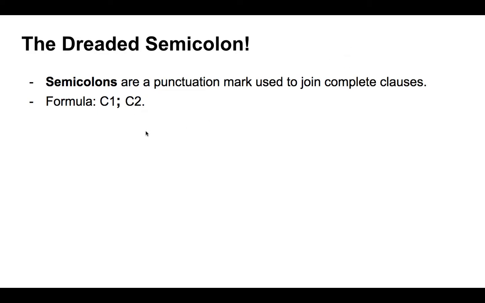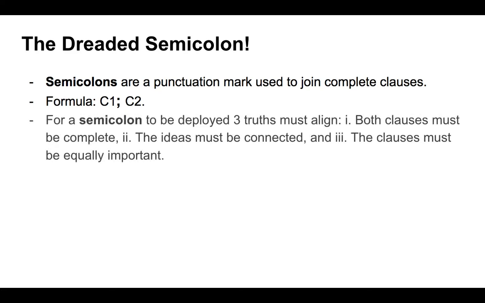Okay, so there are three parameters that need to be met in order for a semicolon to be allowable within a sentence. So let's take a look at what they are. For a semicolon to be deployed, three truths about that combination of ideas must align. Number one, both clauses need to be complete. They need a subject and a verb. Number two, the ideas must be connected. So they have to be talking about the same general topic. In fact, they should be closely linked. And then number three, the clauses must be equal in importance.